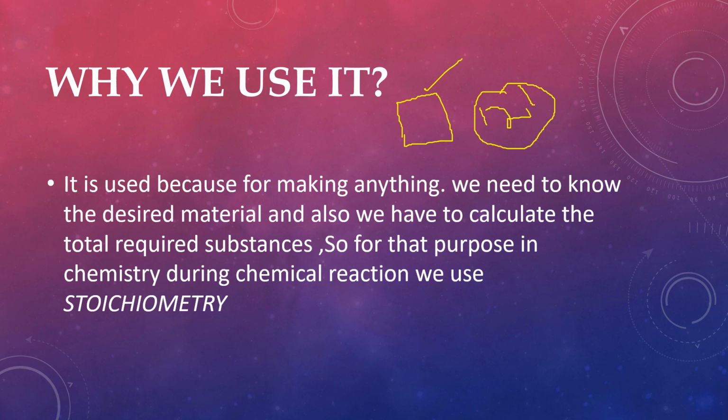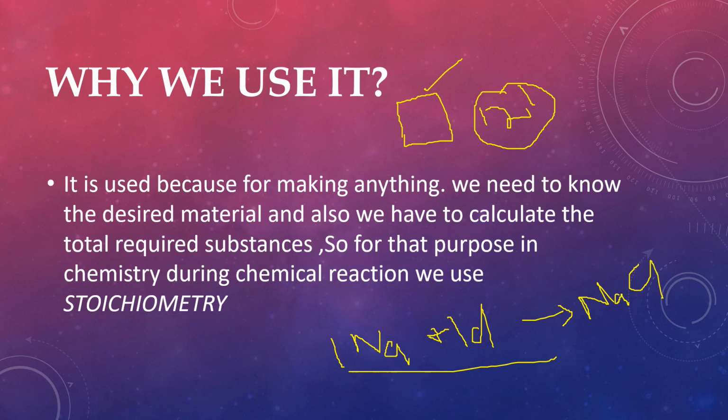Similarly, when we are making NaCl, we need Na, sodium, plus chloride. How much sodium and how much chloride? One sodium atom and one chloride atom. This is stoichiometry: the measurement of the reactants and also the product, which is NaCl. We're going to talk about the calculation, but with respect to chemical reactions.